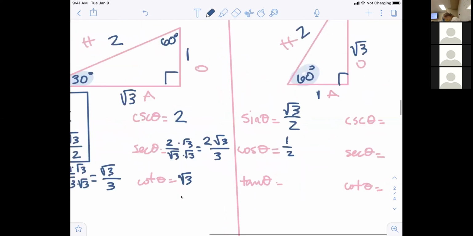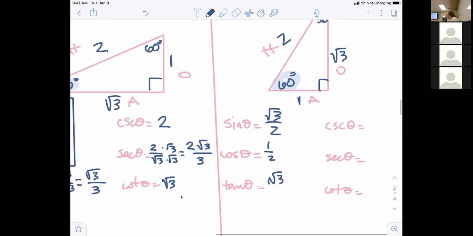Tangent is going to be √3/1, which is just going to be √3. And then everything flipped. So if I do √3/2 flipped, it's going to be 2√3/3. Secant of 60 is going to be just 2. And then cotangent of 60 is going to be √3/3.